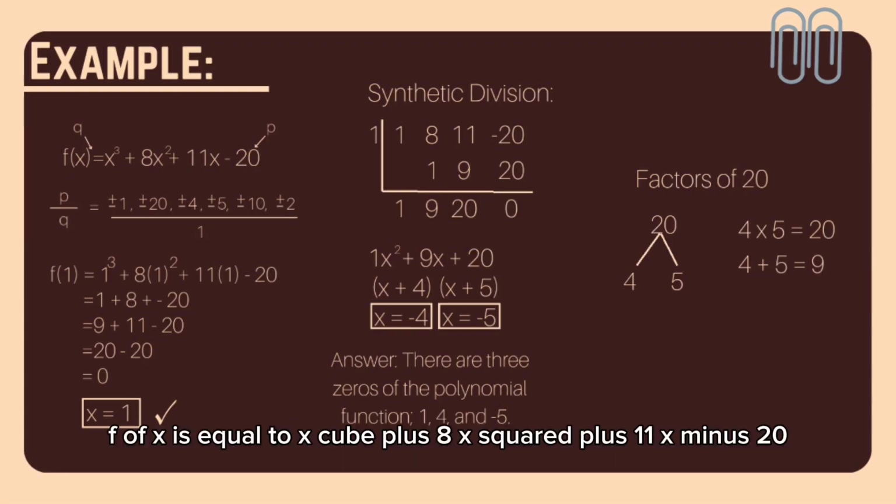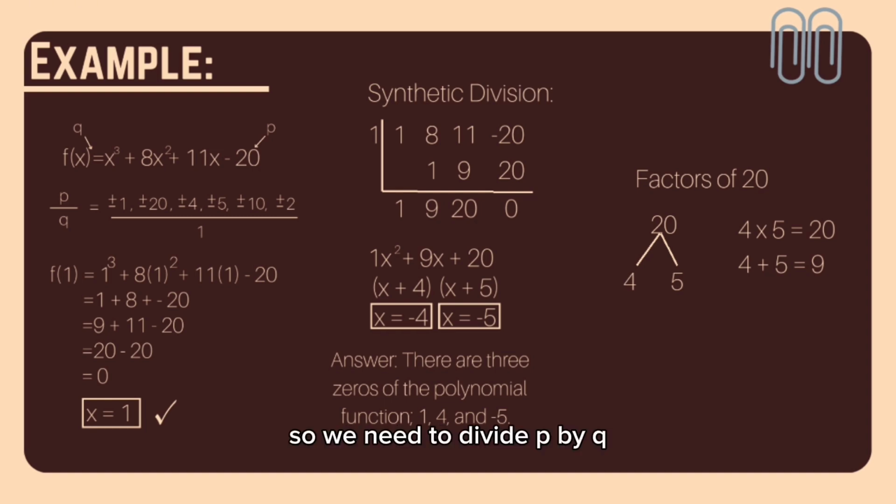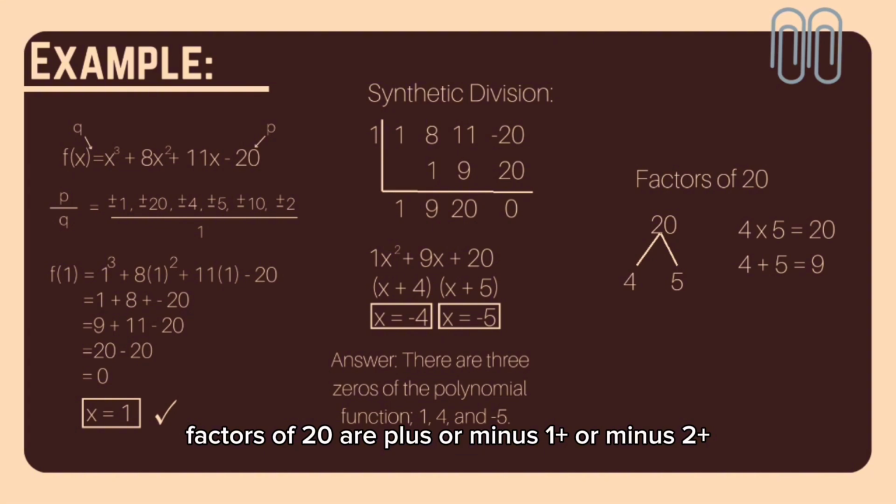Let's find all the zeros of this function. f of x is equal to x cubed plus 8x squared plus 11x minus 20. So we need to divide p by q. p is associated with the constant term. q is associated with the leading coefficient. So let's list the possible zeros: factors of the constant term p, or factors of 20. Factors of 20 are plus or minus 1, plus or minus 2, plus or minus 4, plus or minus 5, plus or minus 10, and plus or minus 20. And then, for the leading coefficient, factors of 1, it's just 1.